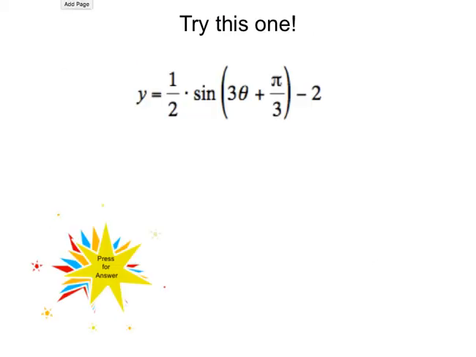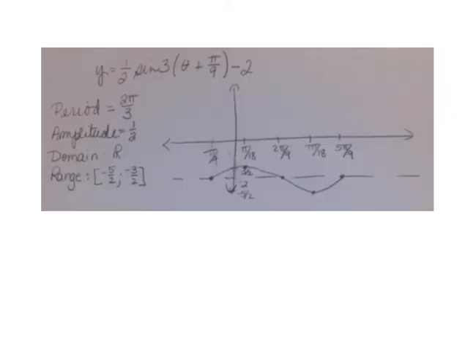Try this one. Press pause when you're ready to see the answer. Press play. And here's my answer. Notice my graph shrunk vertically. It shrunk horizontally. It shifted to the left pi over 9, and it shifted down 2. Notice I have my values labeled on my x-axis and also on my y-axis.